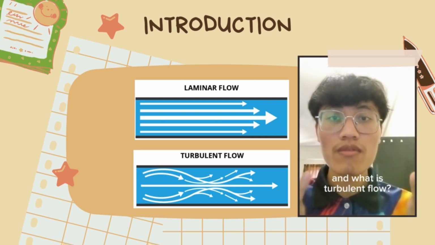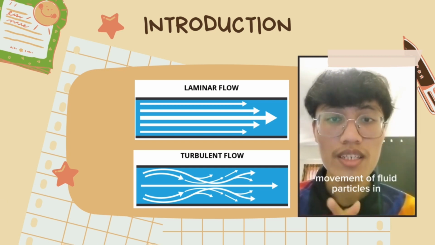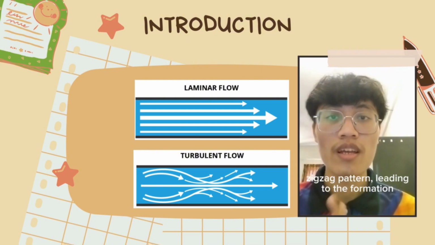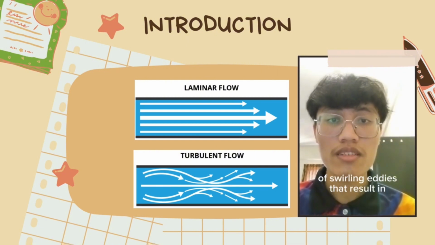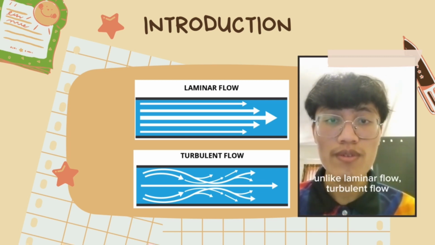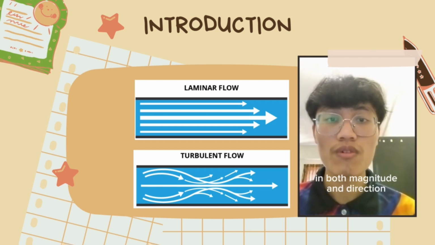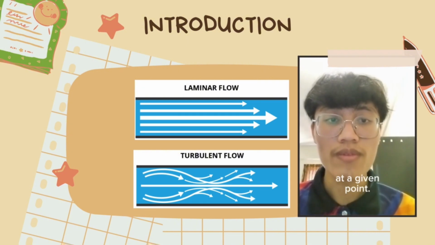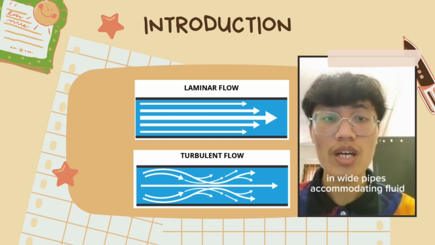And what is turbulent flow? Turbulent flow is described as the movement of fluid particles in a zigzag pattern, leading to the formation of swirling eddies that result in significant energy loss. Unlike laminar flow, turbulent flow involves fluid velocity constantly fluctuating in both magnitude and direction at a given point. This type of flow is typically observed in wide pipes accommodating fluid flow.